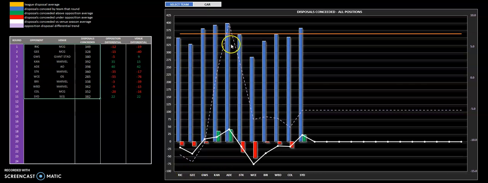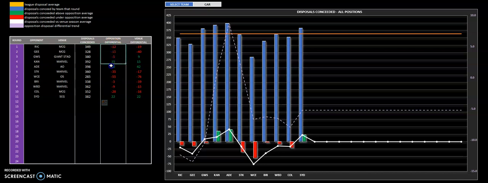The teams and the blue stacks are the disposals that they conceded. The orange line here is just the league disposal average, so you can see where they're sort of breaching that average and where they're going under it. Then got a bit more extra data here.